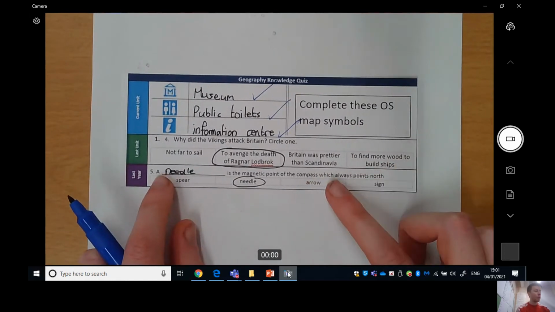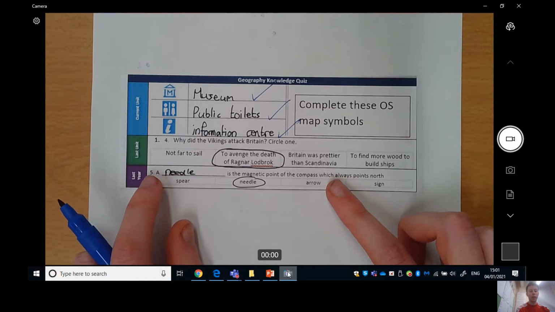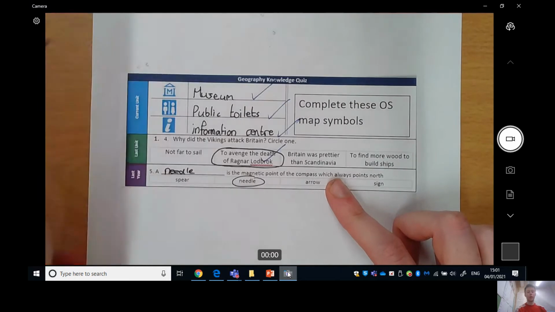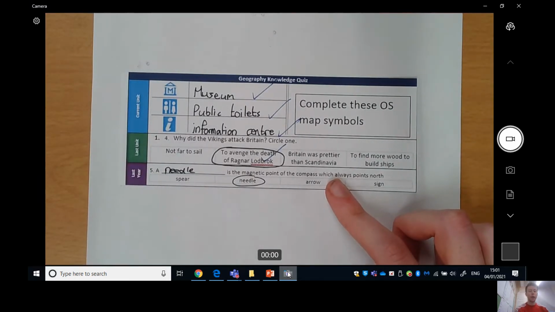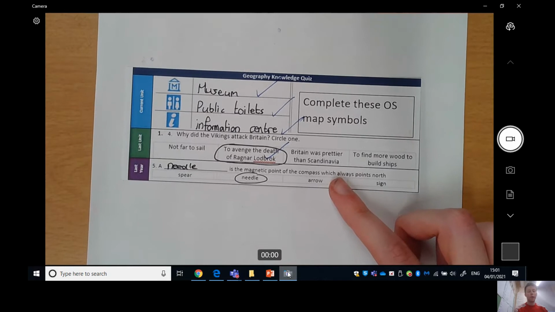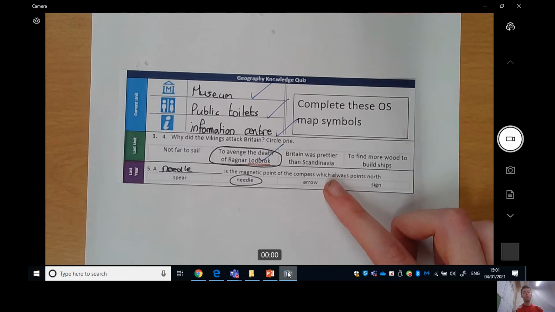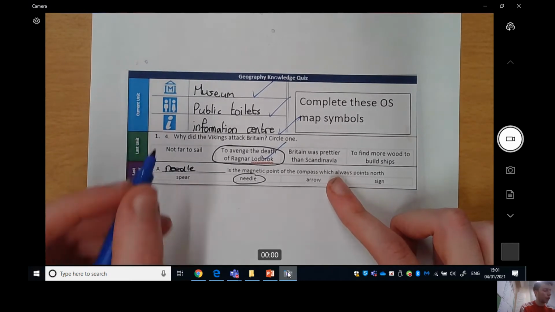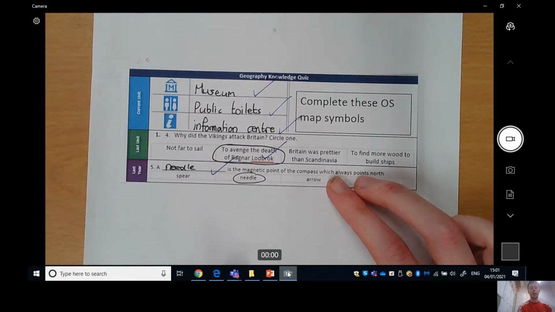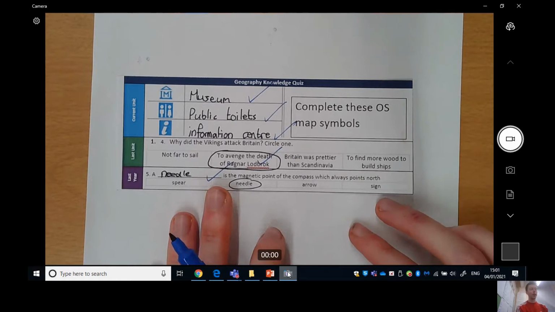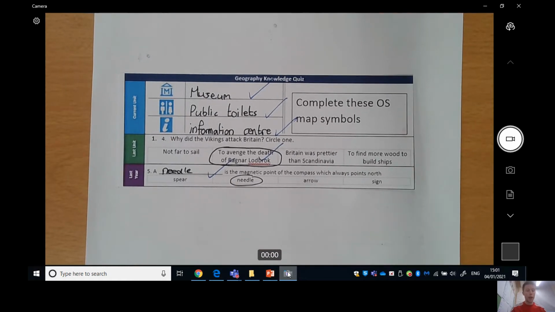Then from our last unit, why did the Vikings attack Britain? The answer was to avenge the death of Ragnar Lodbrok. So give yourself a tick for that one if you got it correct. If not, just fix it and make sure you've learned it for next time. And finally, a spear, a needle, an arrow or a sign is the magnetic point of a compass which always points north, and the answer is of course needle. So tick it or fix it if you got it incorrect, and then you'll be all ready to go for next week. I'll give you 10 seconds to finish ticking or fixing. Like I said, you don't have the actual sheet like I do here, but you have a piece of paper in front of you and the answers should be written down.